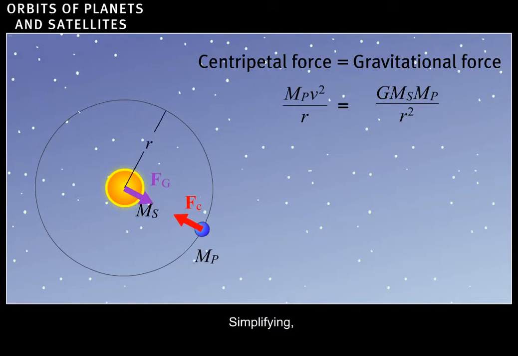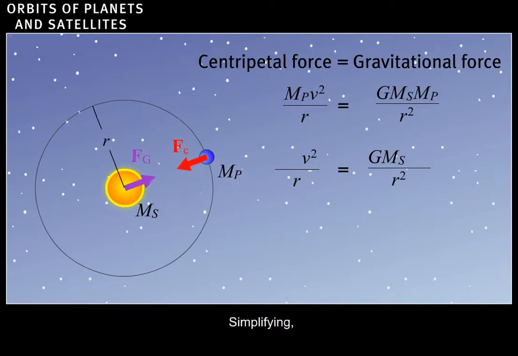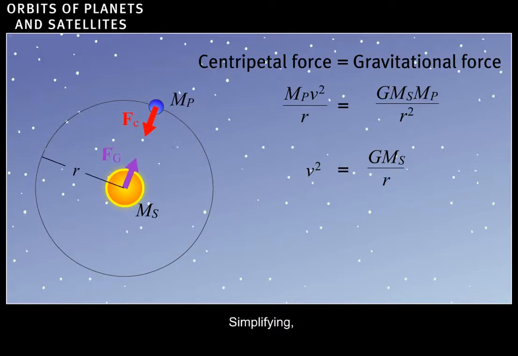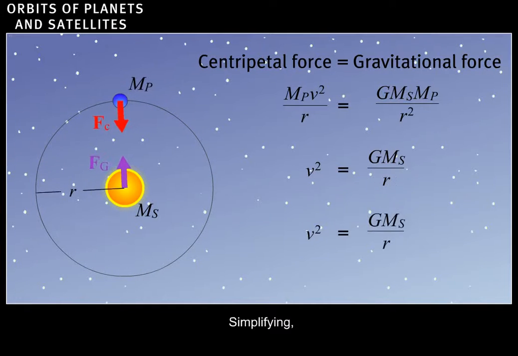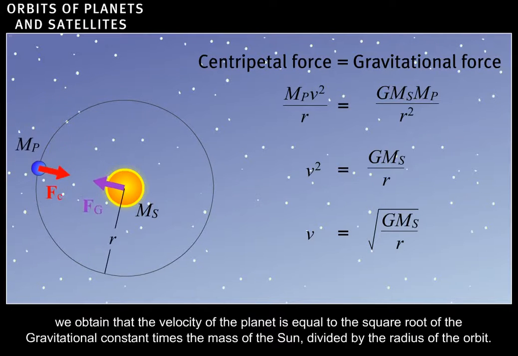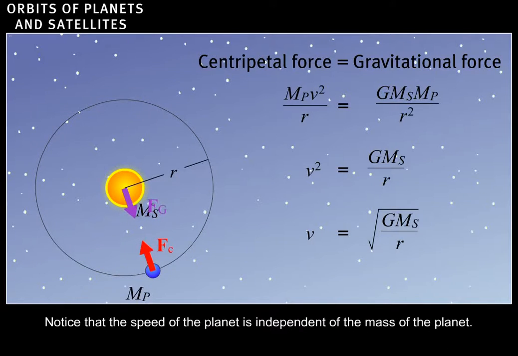Simplifying, we obtain that the velocity of the planet is equal to the square root of the gravitational constant times the mass of the Sun divided by the radius of the orbit. Notice that the speed of the planet is independent of the mass of the planet.